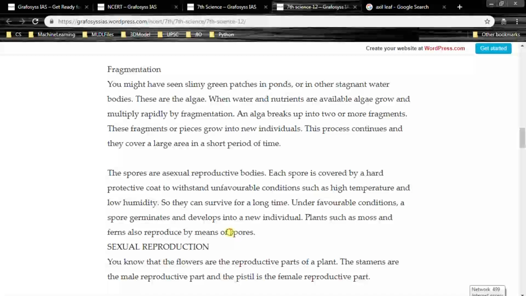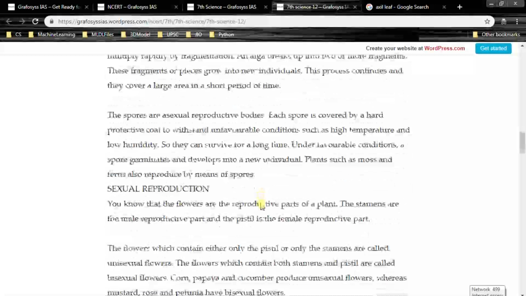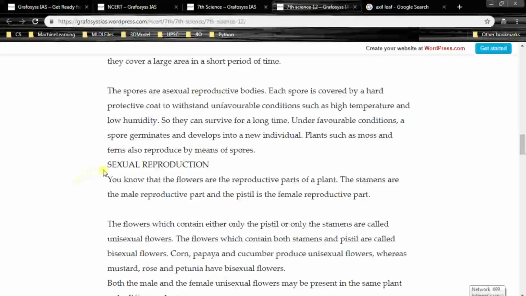So this is again the same as yeast and algae, right? So this is asexual, and next we are going to look at sexual reproduction.